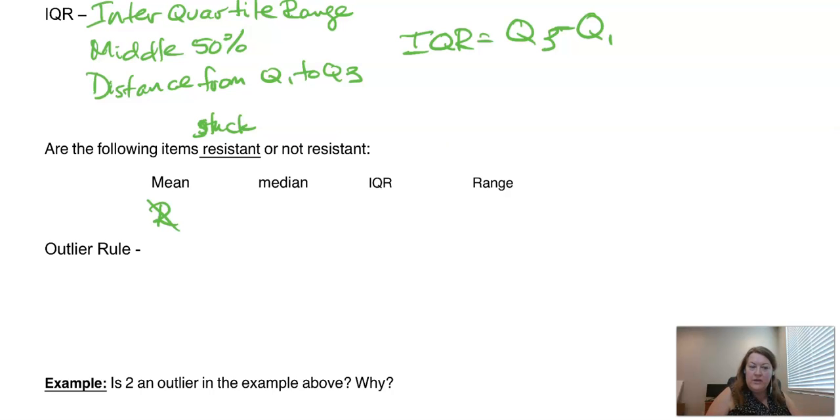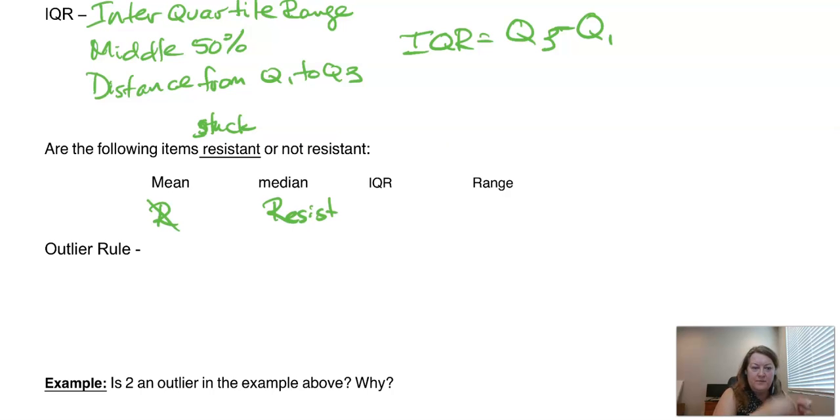Okay, median we know doesn't move much. At most, it moves 1 person to the right or left when you add in an outlier, and often it's finding the average between 2 numbers if they're different. So these numbers generally stay put. These are resistant. What about IQR?